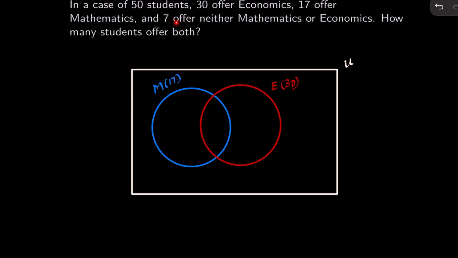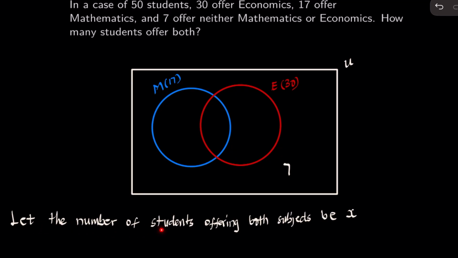We are told that 7 students offer neither mathematics nor economics. And so this region is going to be 7. Let the number of students offering both subjects be X. And so we have the intersection to be equal to X. So we have here X. Then the number of students offering mathematics only is going to be 17 minus X. And those offering economics only is going to be 30 minus X.